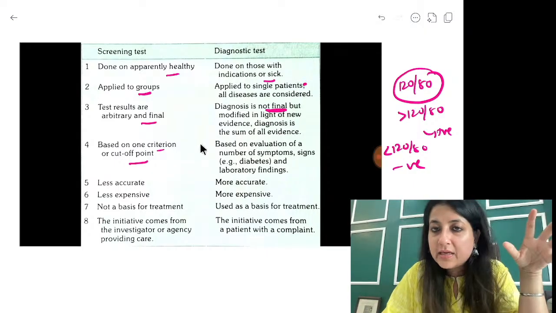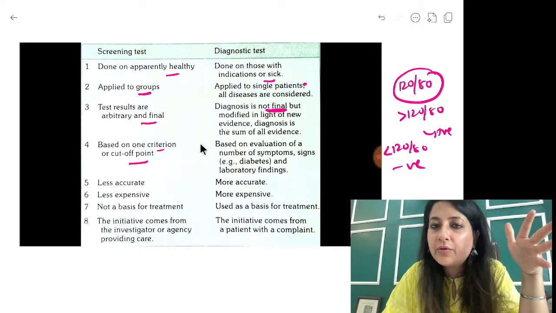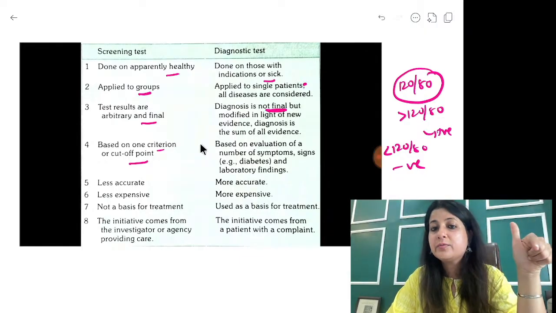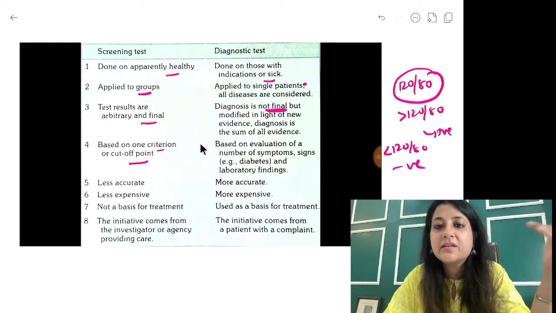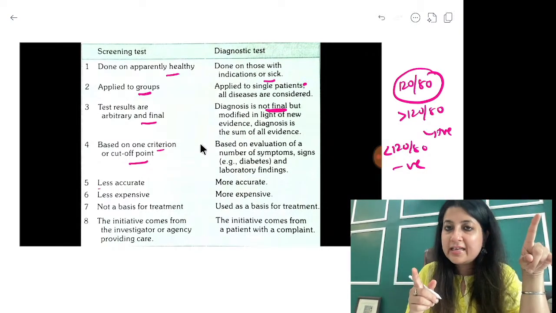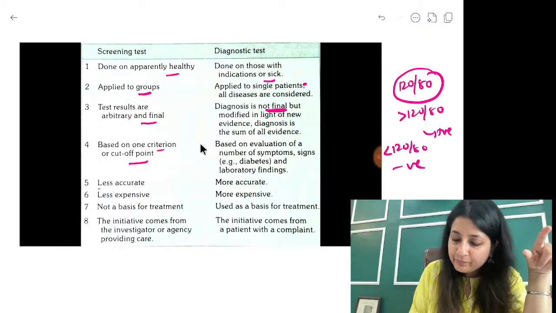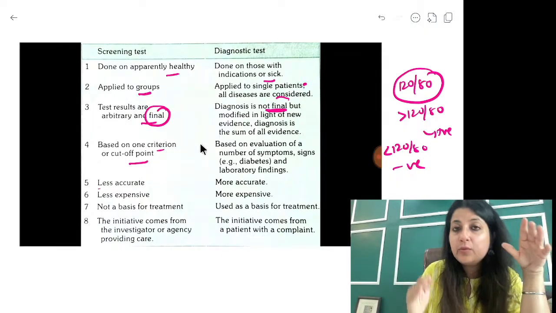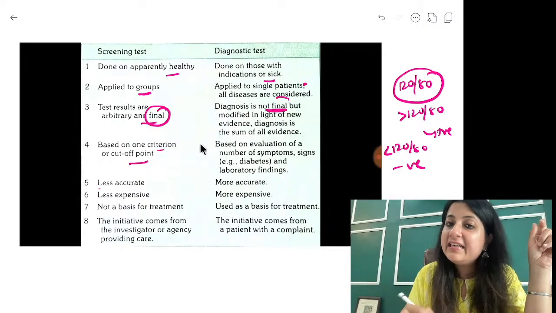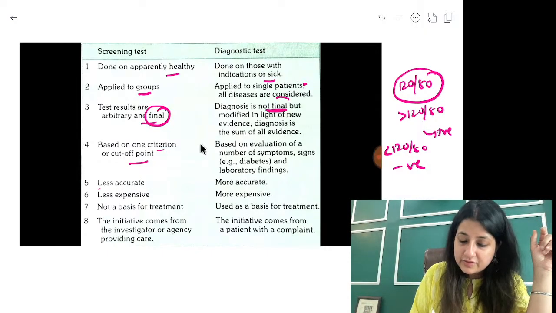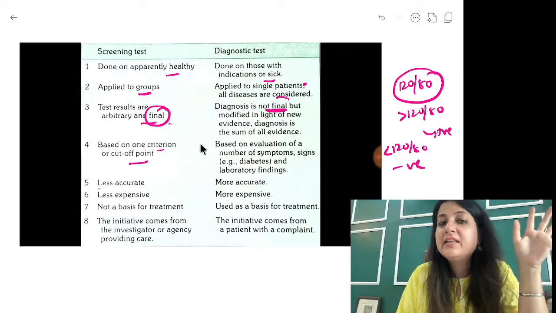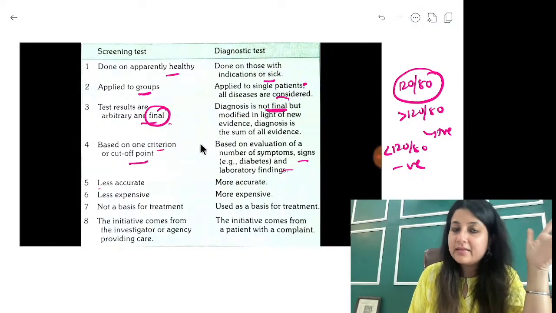But diagnosis is not final. If suppose an MRI points to cancer, we can't say, oh, I don't have cancer. The clinician will still consider the signs and symptoms, because at that time we have signs and symptoms. In a screening test, we don't have signs and symptoms. Look over here. One common mistake a student can make during the exam is to see the word final and think that final is for the diagnostic test. No, here we are talking about screening test results. Screening test results are final. Diagnostic test results we modify in the light of science and symptoms as well.